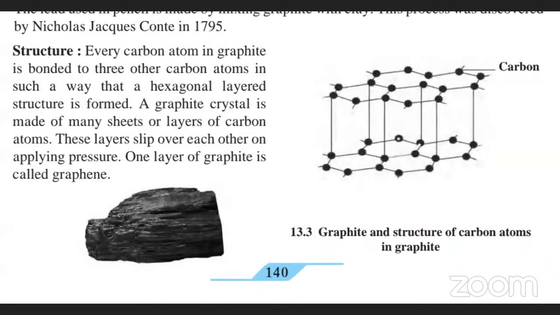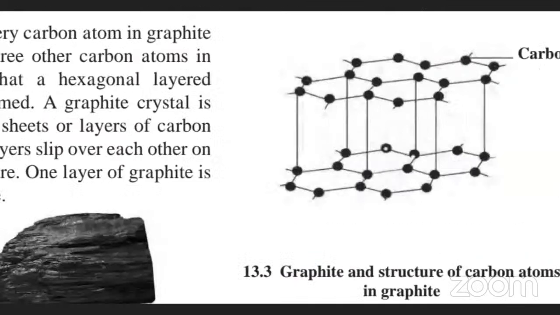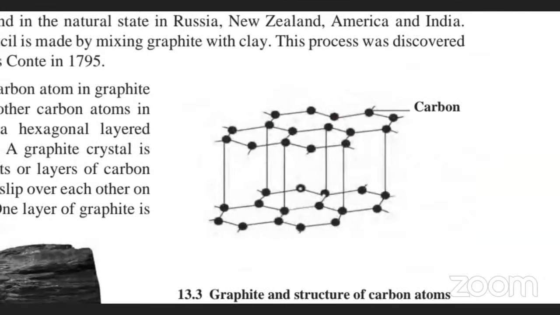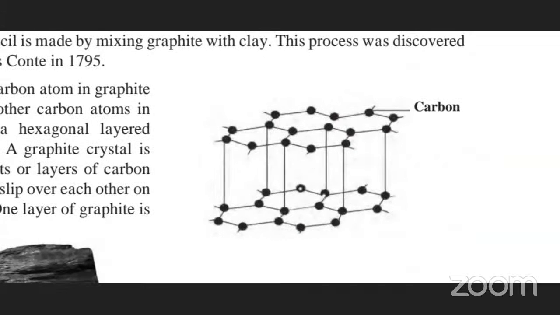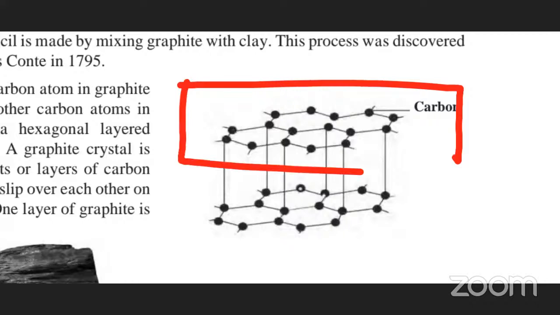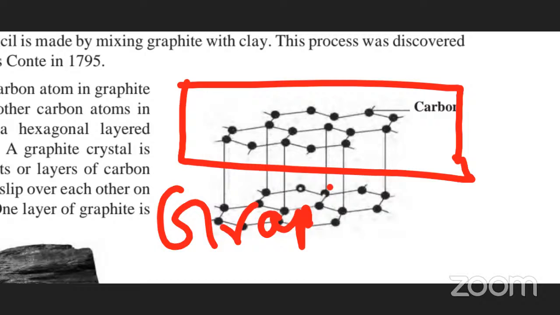Now, one layer of graphite is called graphene. Since we have studied that graphite is made up of so many layers, if we talk about one particular layer, then this layer is known as graphene. And if many layers are present together, then they are known as graphite. If we are talking about only one layer, then it is known as graphene. Okay, students, have you understood this graphite?